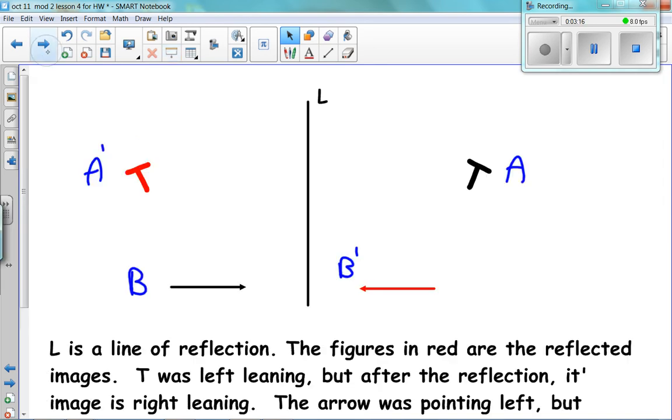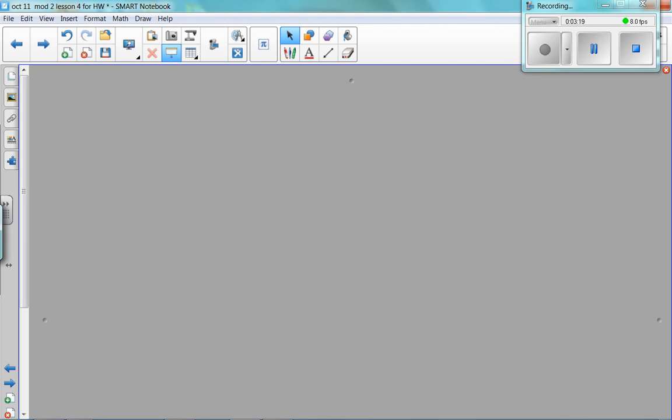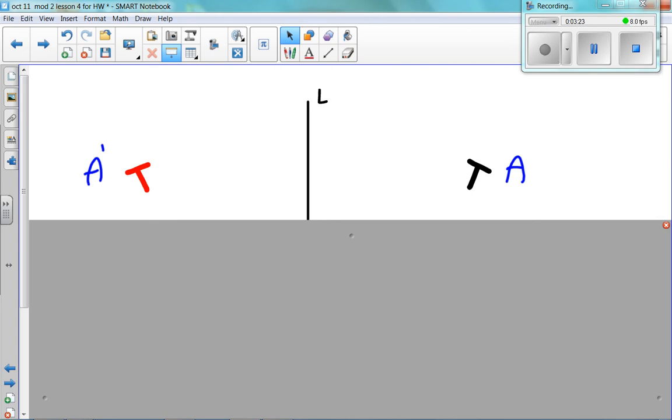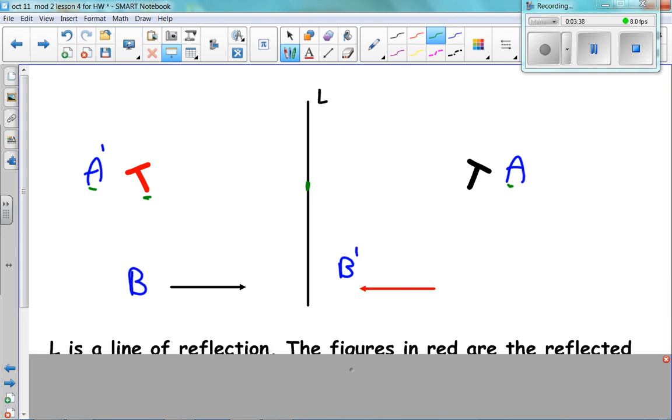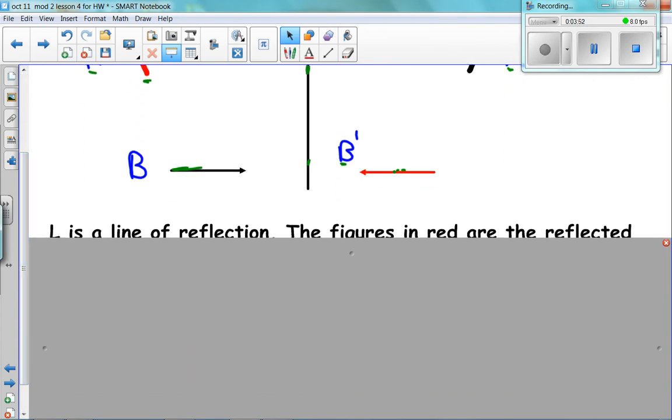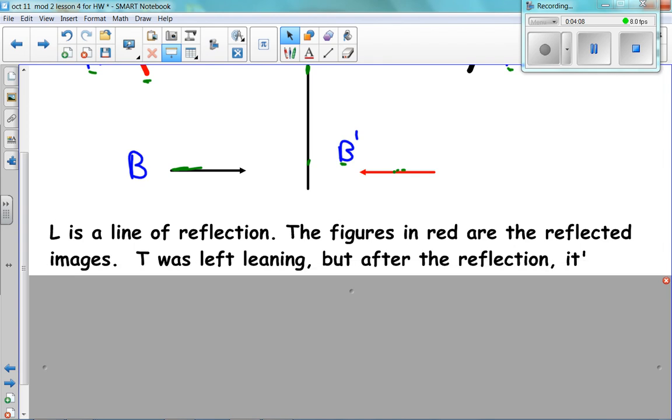Let's observe something else. If we have other images, such as A over here, which is a slanted T, and then if we reflected it over the line of reflection here, we get A prime. And here we have B, which is an arrow, and if we reflect it over this line of reflection, we get B prime. Let's notice what happens when we reflect those. And you should be doing this with your transparencies so that you can see for yourself how these reflections work. It's better if you're actually doing this with transparency paper. So L is the line of reflection. The figures in red are the reflected images.